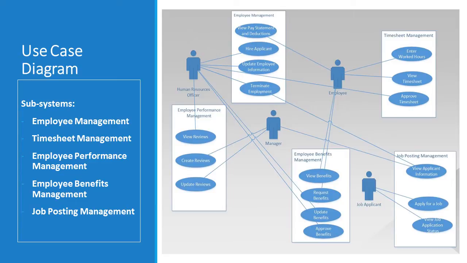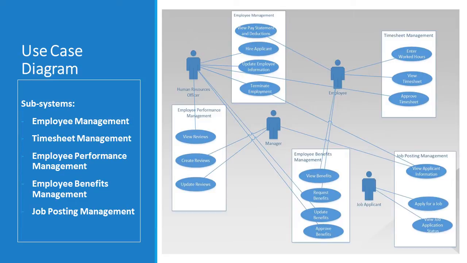Now let's take a look at what the manager will be able to do. The manager will of course be able to use the employee performance management to create and update reviews of the employees that he or she supervises. The manager also will be an integral part of the job posting management subsystem, and will be able to view applicant information during the hiring process.